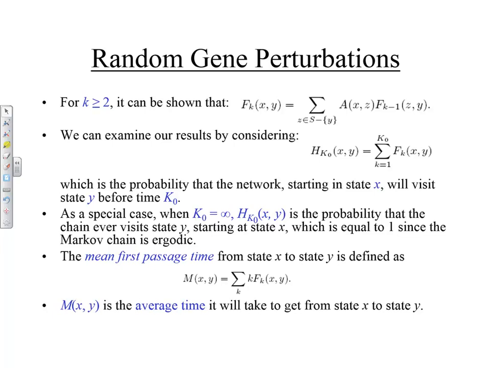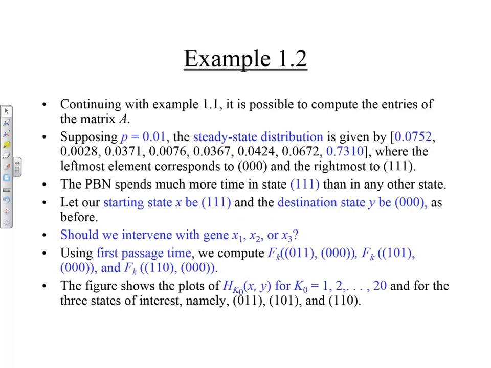Y is fixed, the destination is fixed. I'm going to flip one gene in x, and I will get different states. Which one is going to give me the minimum mean first passage time? That's the question that we are going to ask ourselves.